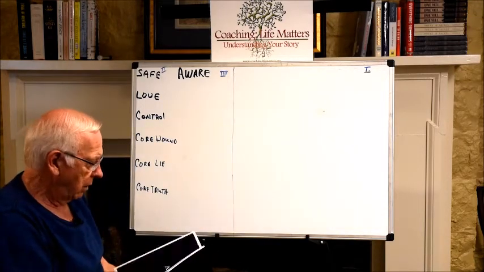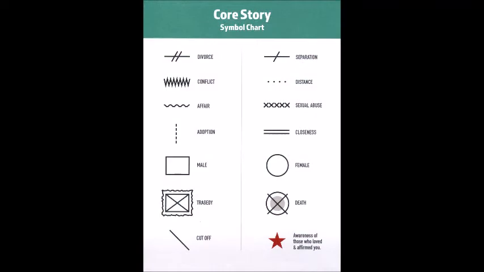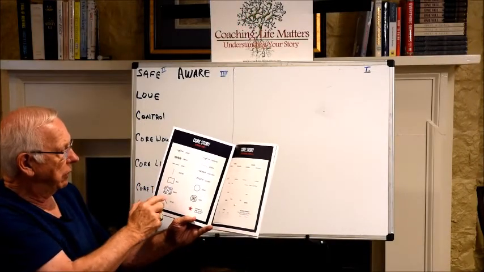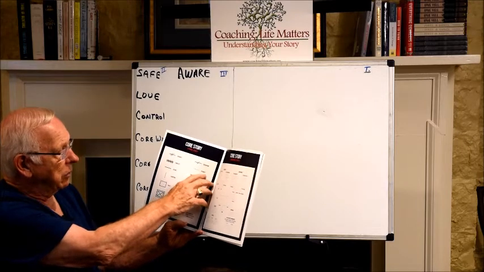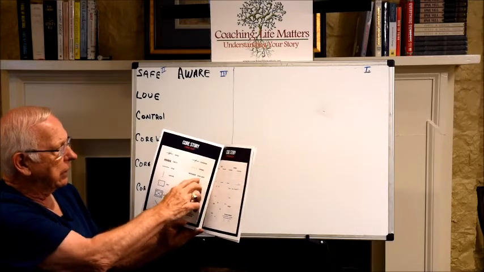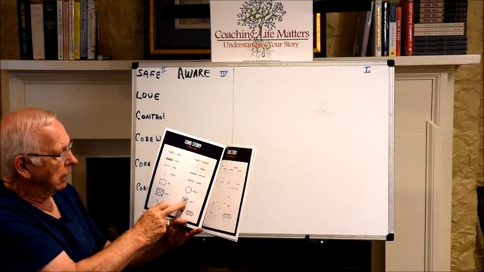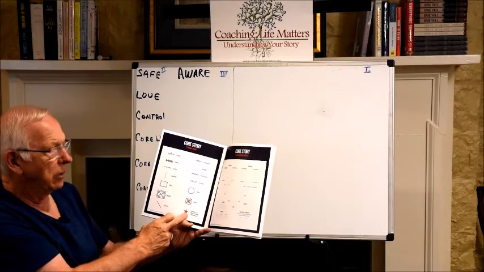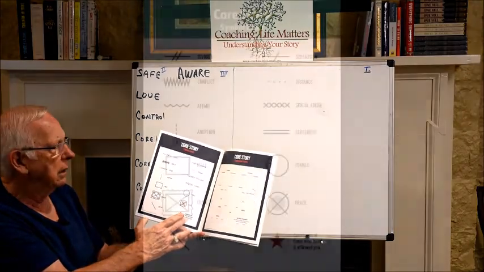So in the core story booklet, you'll have, first of all, the symbol chart. You'll want to learn the symbols. One dealing with divorce and conflict, affairs, adoption, squares if you're male, if there's a tragedy, a jagged line, separation, 1 line, if there's distance in the relationship, emotional distance, a dotted line, if there's sexual abuse, X line, and a double line for closeness, and a circle for female, and then if there's a death, you put an X mark. The red star represents the people in the story who the person experienced valuing them. And at some point in the story, you'll actually put a red star by their name.